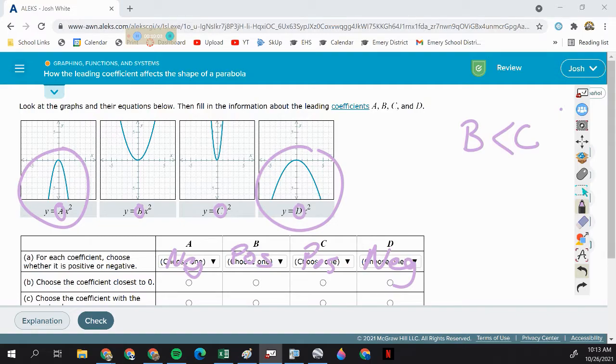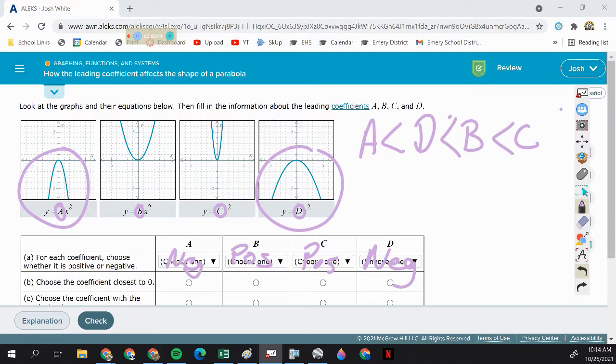Which one is smaller, A or D? Now that's kind of a tricky question, right? Because we're on the other side of 0. Yeah, now they're negatives. So the tallest negative graph will be the smallest number. So it's going to be this. Right? A has to be the smallest number. D is bigger than A, but it's smaller than B because D is negative and B is positive.